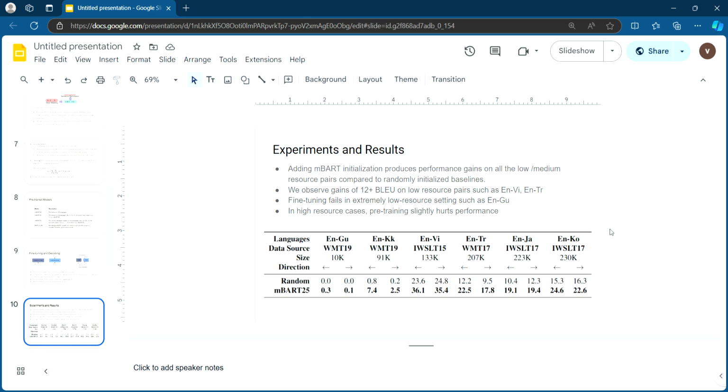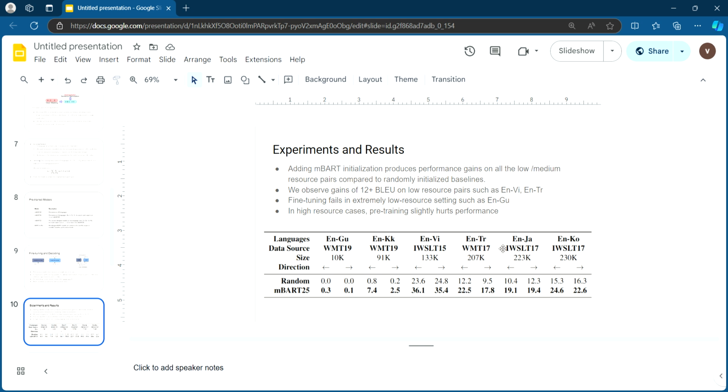So now we'll see the experiments and results that the model has to offer. One important result that we can see is that for low resource languages like English to Vietnamese, only 133,000 pairs, there's a huge improvement from a randomly initialized model to a pre-trained mBART 25 for 25 languages. So this probably proves that pre-training for a multilingual setting becomes essential when we're doing multilingual tasks.